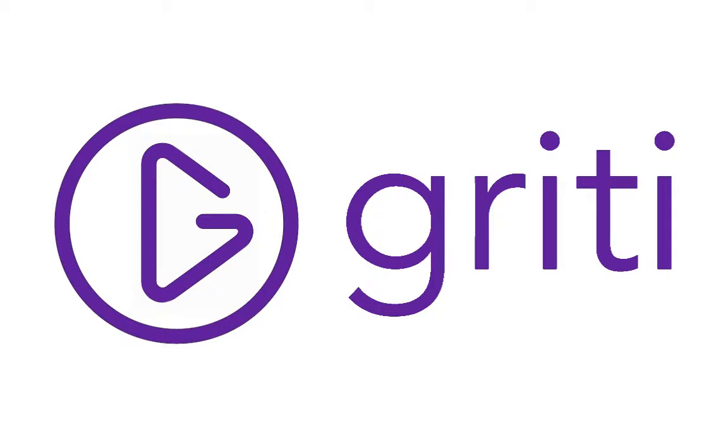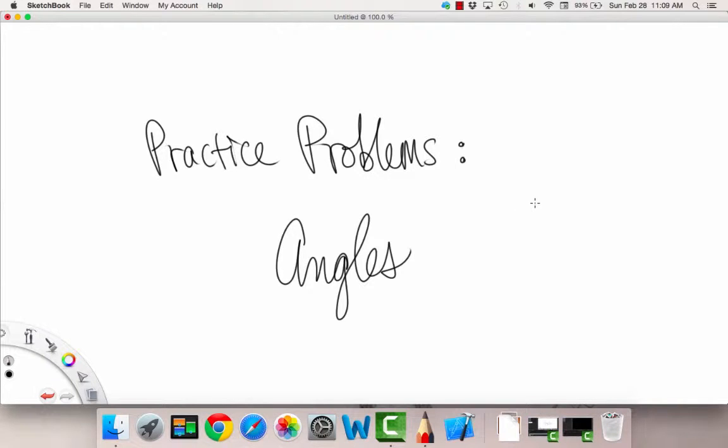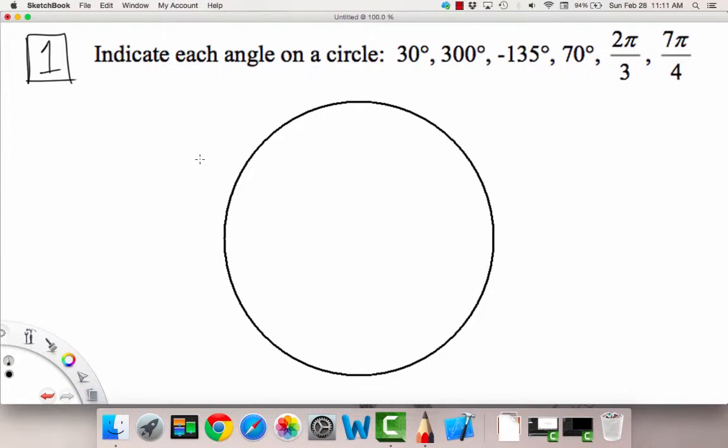Big, bad, and bold. Hello and welcome to the practice problems video on the section on angles. Okay, so number 1 tells us to indicate each angle on this circle. So we have 6 different angles here to identify.